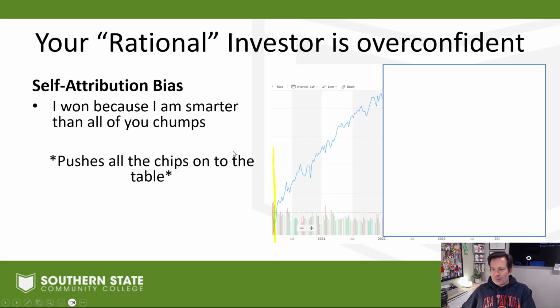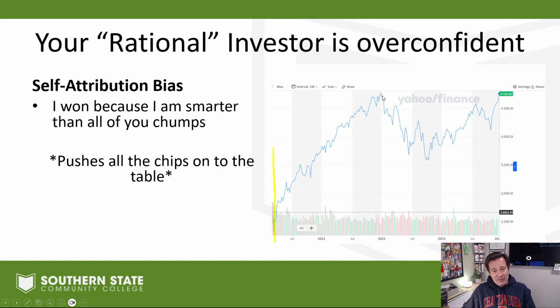So what do I do? Put all my chips on the table. Never mind the fact that everybody else is making just as much money as I am. Not really anything special, but in my mind, I've made all this money because I'm good at investing. I'm a champion. Put my chips on the table. Then what happens in 2022? Well, the market starts to come down. I lost. But in self-attribution bias, we take credit for the gains, but we don't take credit for the losses.